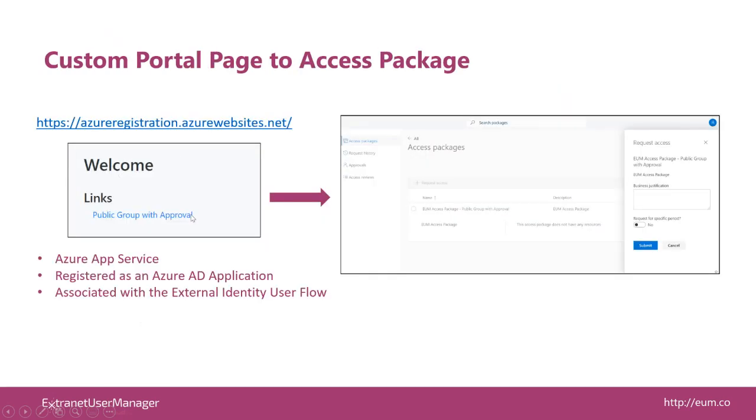It just takes a little bit of work on your side to tie the user flows together with the access packages. So basically what we did was we built a very simple little website here that was authenticated and registered as an app, so we could use that with the external identity user flow. And it's got the link that links to the access package, and that can then give you access to SharePoint sites, Teams, all sorts of things from that point of view.